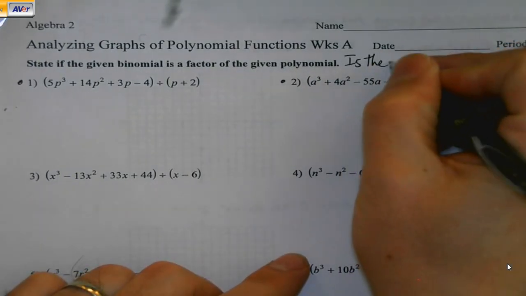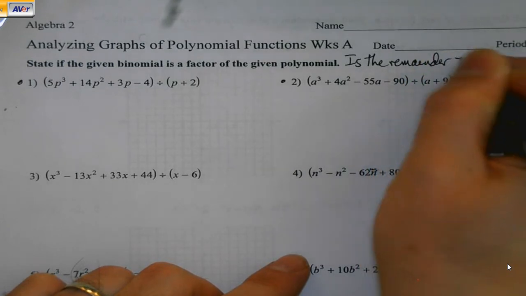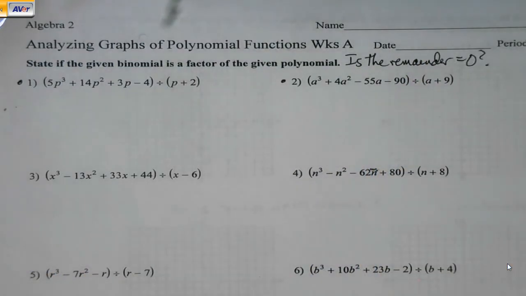Is the remainder 0? That's basically it. We're going to be using synthetic division to see if the remainder is 0. If it's not, then it's not a factor. If it is, then it is a factor. And that's kind of the way we're going to be taking a peek at this. So let's say we take a peek at number 1.